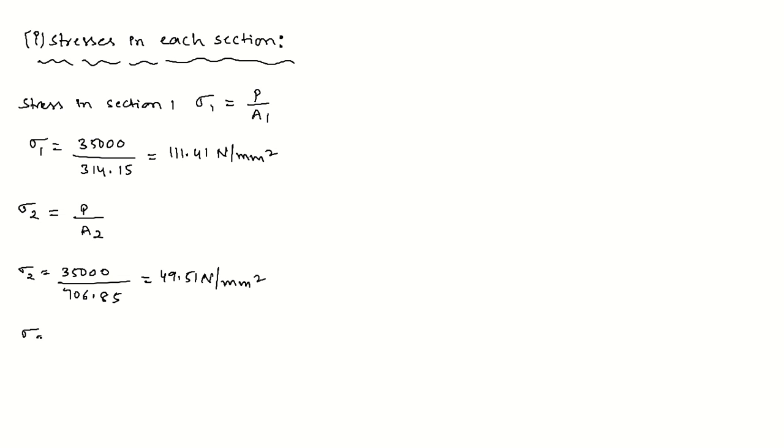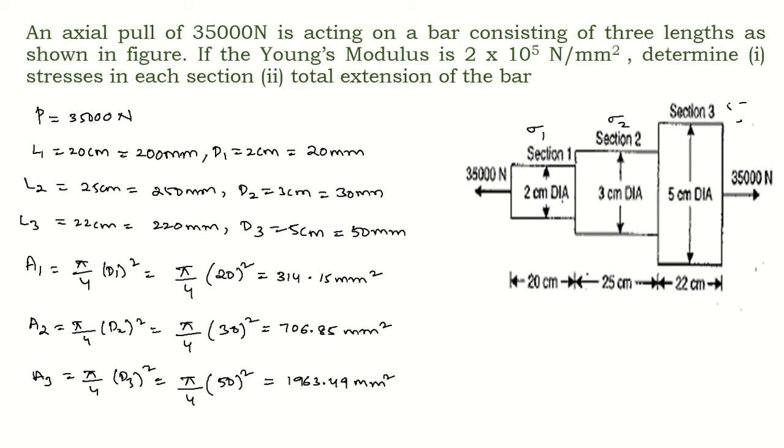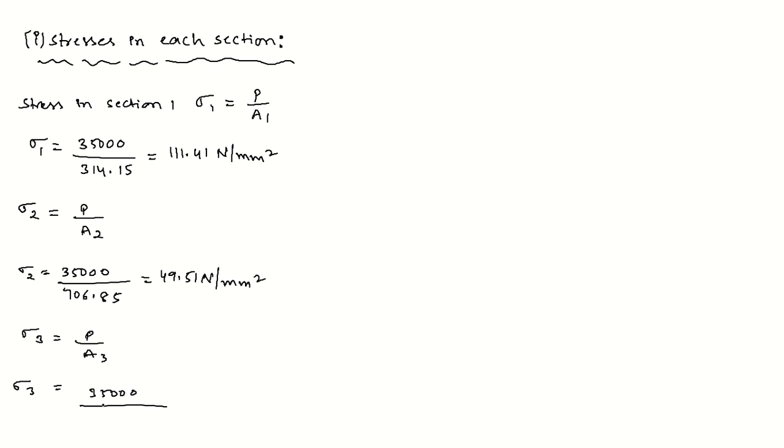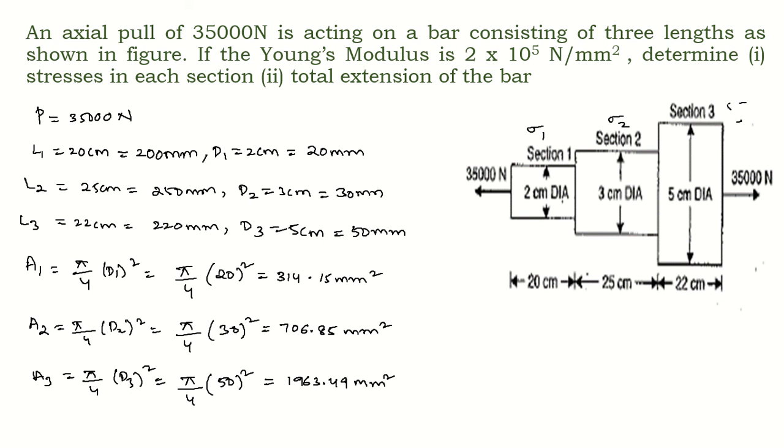Similarly, let's calculate sigma 3. So P by A3. Sigma 3 is equal to 35,000 divided by A3, which is 1963.49. If I divide 35,000 by 1963.49, I get around 17.825 Newton per mm square. So the first part of the question is simply done. Stresses in each section, sigma 1, sigma 2, sigma 3, we calculated using the basic formula.